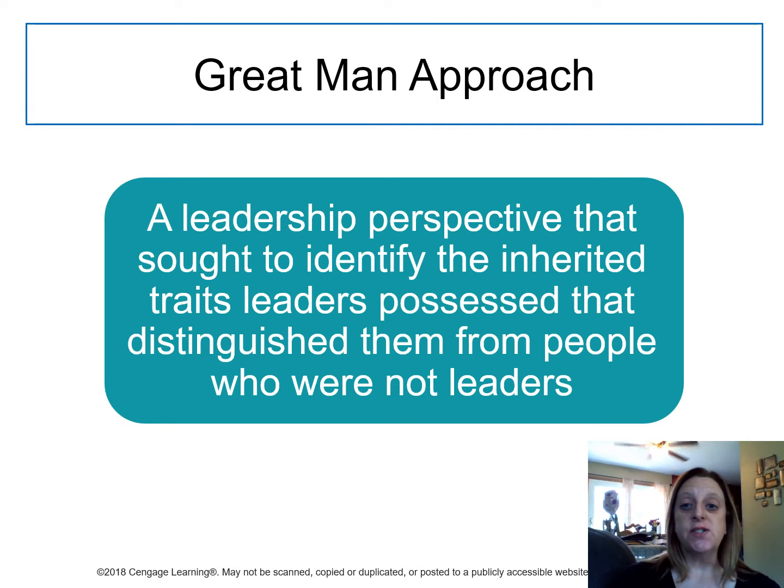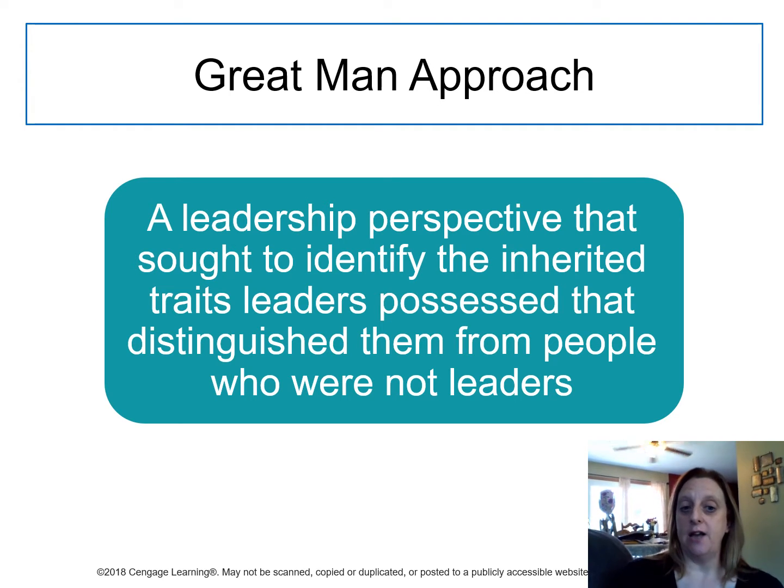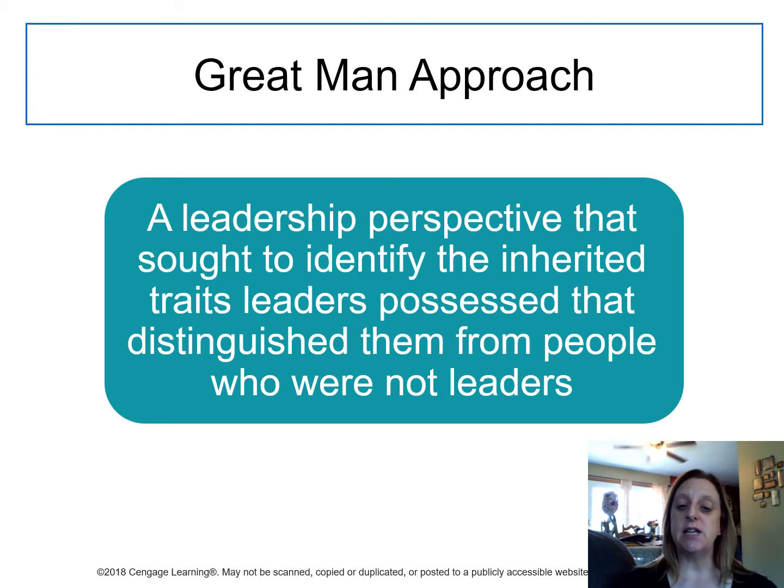So the earliest leadership studies proposed that certain people had natural traits or innate abilities of power and influence that enabled them to put everything together and influence others in a way that other people could not. And so this was the great man approach, and it basically refers to a leadership perspective that sought to identify the inherited traits leaders possessed that distinguished them from people who were not leaders.